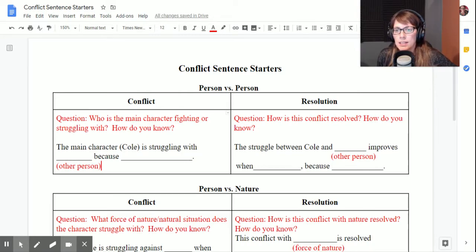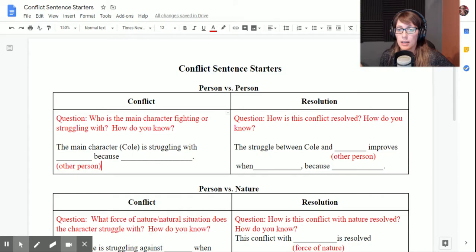What I did was I created some little questions and sentence starters to help you think through the different types of conflict, because I've had a few messages from some of you who are struggling applying what I showed you with Piper to Cole and Touching Spirit Bear. So the first conflict we have is person versus person. The conflict we're looking at is how the main character is fighting or struggling with some other person.